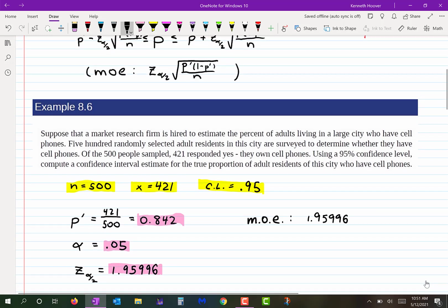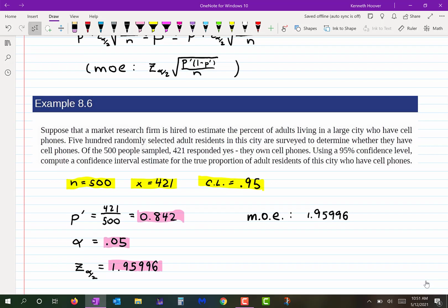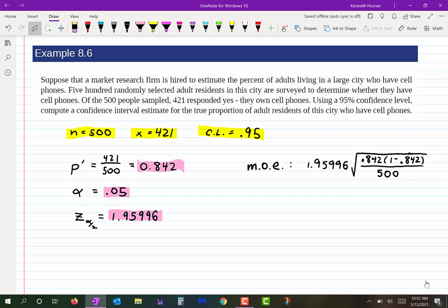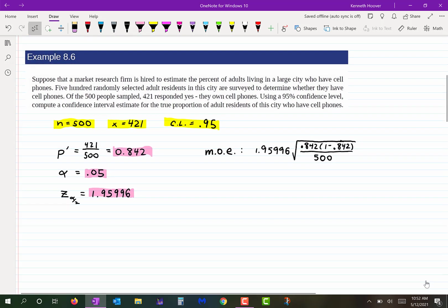I'll show you again the formula. This is where I'm getting it from, right there. Do you see it? It's the z-score times the square root of the sample proportion times 1 minus the sample proportion divided by the sample size. Pretty straightforward. Okay, you just put that into a calculator, and what I'm getting back is 0.03197. That's our margin of error.